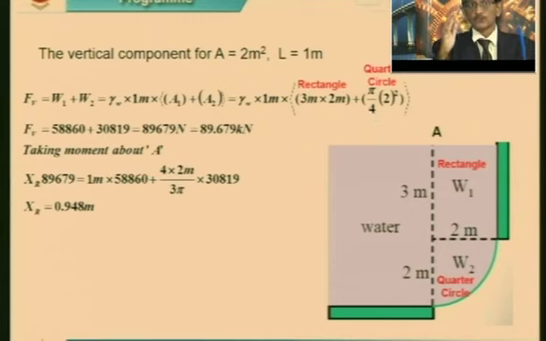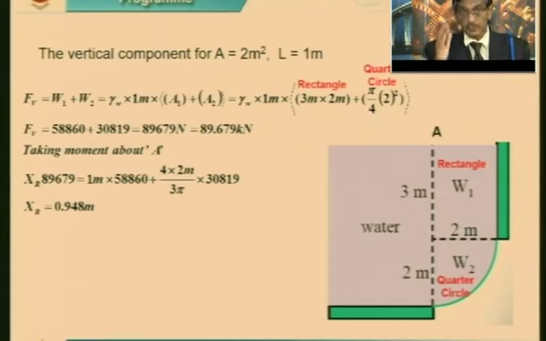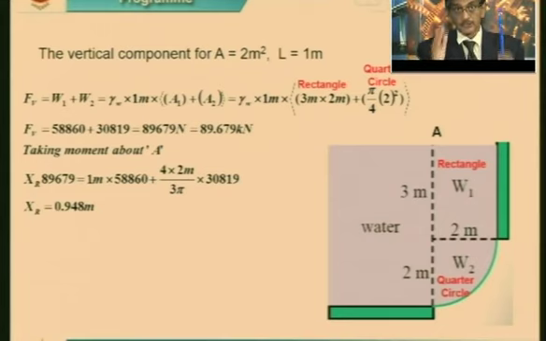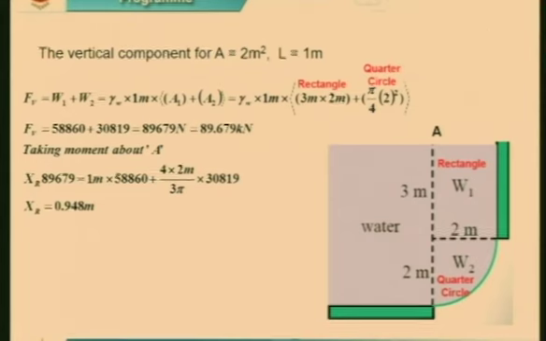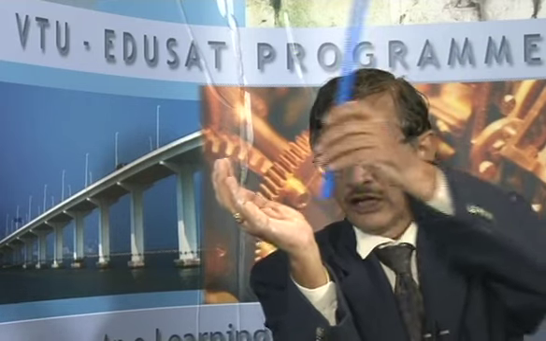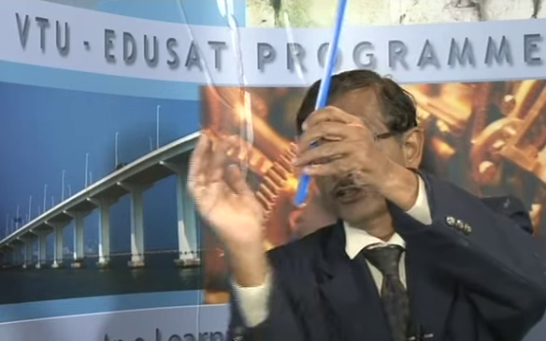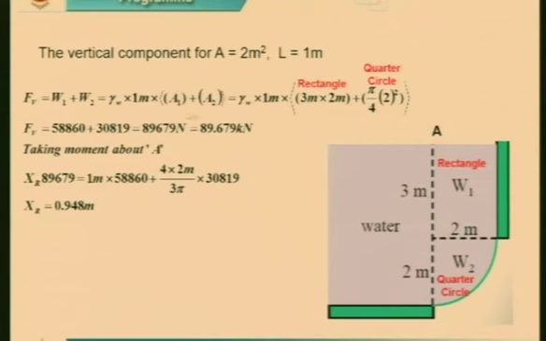This problem has got two components, horizontal and vertical. Vertical is the weight of the water above that circular, or you can say curved portion. It is going to split into two. One is the curved portion, one is the rectangle. You can see that in the slide, and once you calculate, you get the total weight as 89.679 kilonewtons.